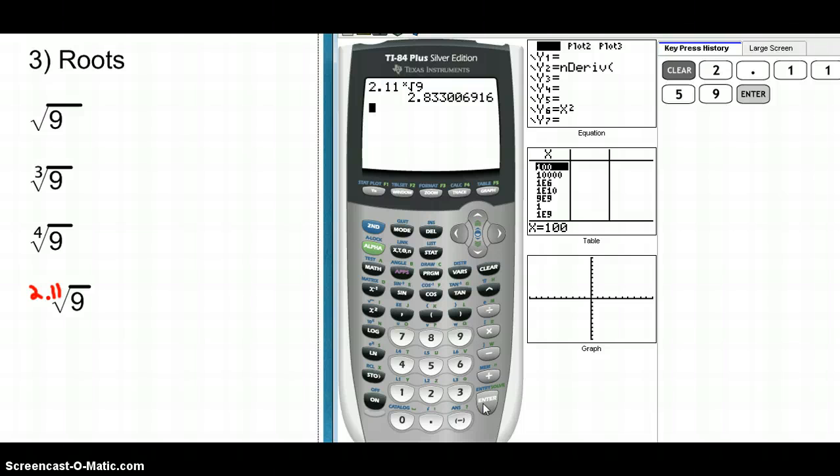So that was lesson 68, using your calculator. I hope you can get all those answers that we got. If you have any questions, come and see me.